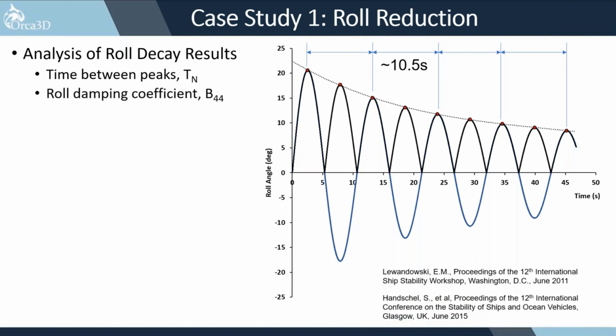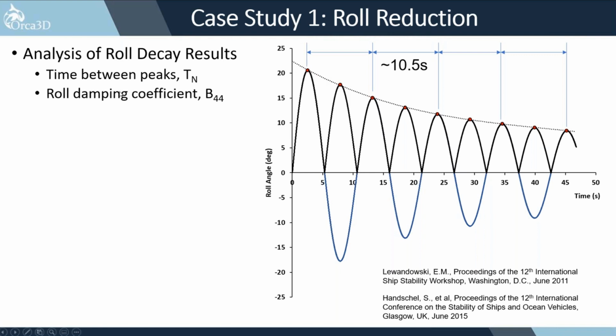The other part is what I referred to earlier, the roll damping coefficient. I've put a couple of references here at the bottom. There are a lot of different ways to post-process a roll decay experiment to develop the roll damping coefficient, but a traditional way, shown here, is you flip the roll signal that's on the negative side, the negative roll angles, up to positive, and you take the peak values, like you see here with the red dots, and you look at the decrement, the change in those peak values versus the average roll.